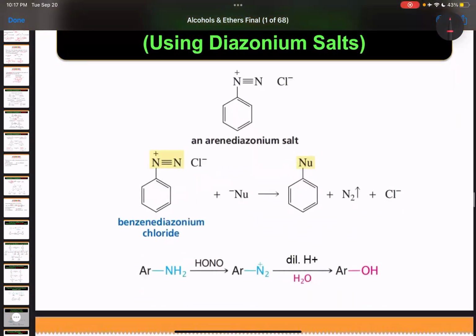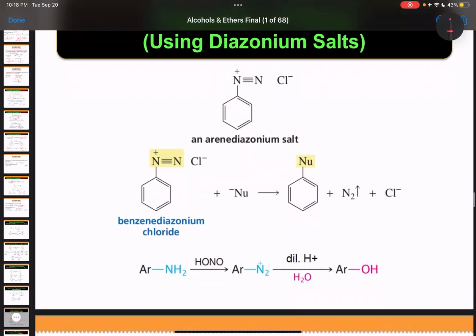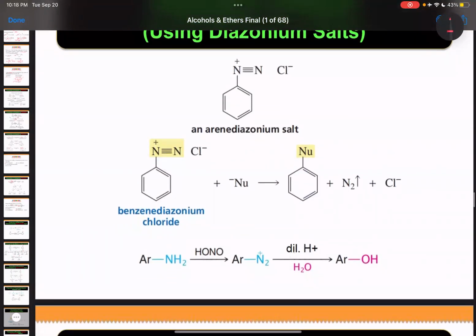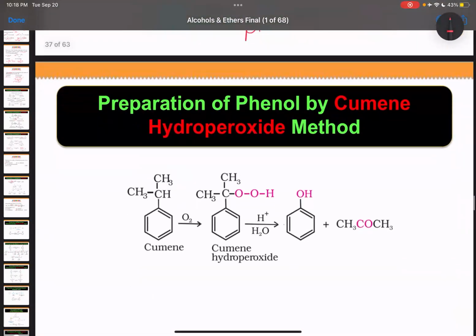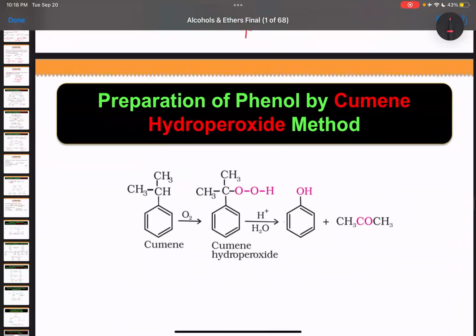The N2 is going to come out. It is a very good leaving group, and OH is going to come in. This is SN1, right? And this is the cumene hydroperoxide method.